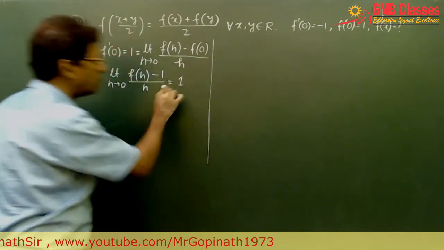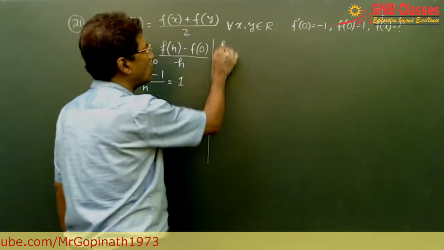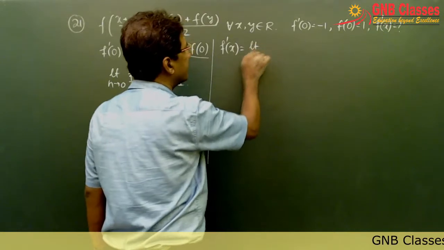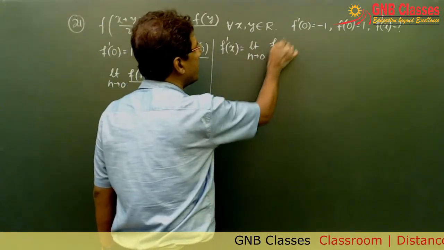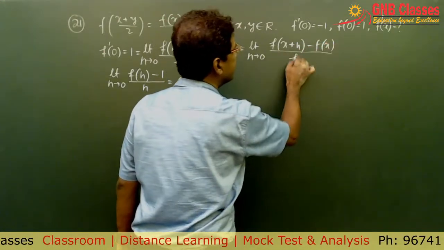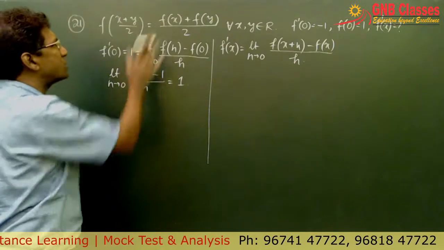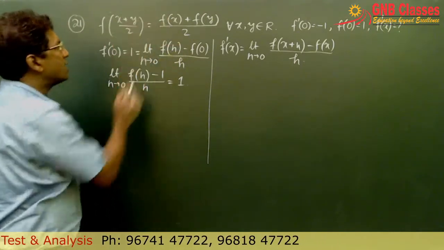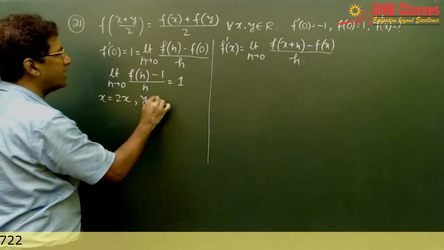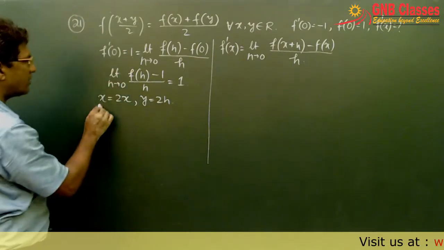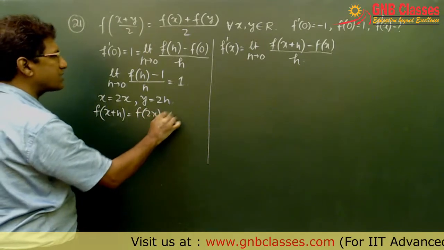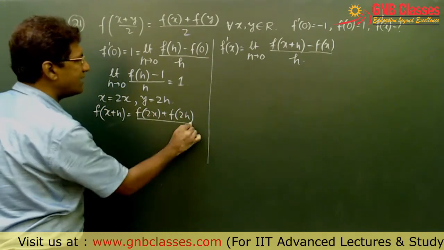Is it clear? Let us keep this in our hand and try to find out what is our f dash x. F dash x, from the first principle, we can write limit h approaches 0, f of x plus h minus fx divided by h. Is it clear? Now we have been given the functional equation. In place of x I am putting 2x and in place of y we are putting 2h. So what we get from here, f of x plus h is nothing but f of 2x plus f of 2h divided by 2.